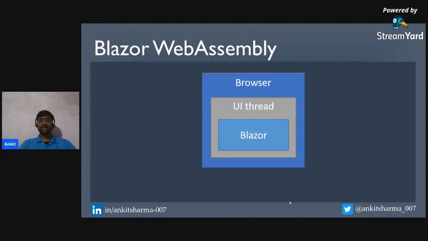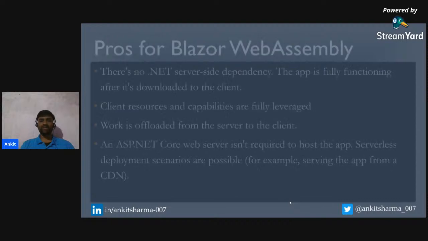The app assets are deployed as static files to a web server or any server which is capable of serving a static file to the clients. So this means that Blazor WebAssembly runs entirely on the client side with the help of WebAssembly.